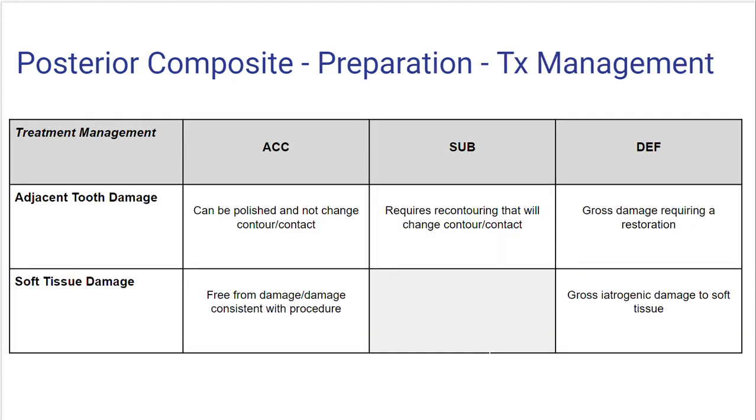So the final category for the preparation is treatment management, and you'll see this a lot. This is where you see adjacent tooth damage and soft tissue damage. Again, you can see that there's kind of a gradation of how bad it can be, whether it can be polished and doesn't change the contact, whether it will kind of change the contact, or whether it requires a restoration. And here you can see that the soft tissue damage is either you damaged it or you didn't.